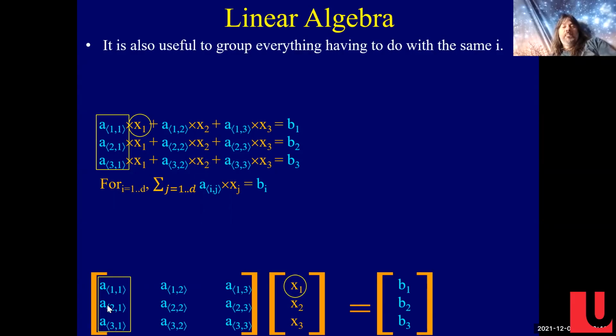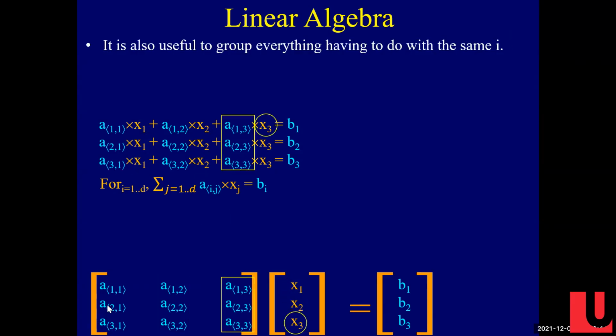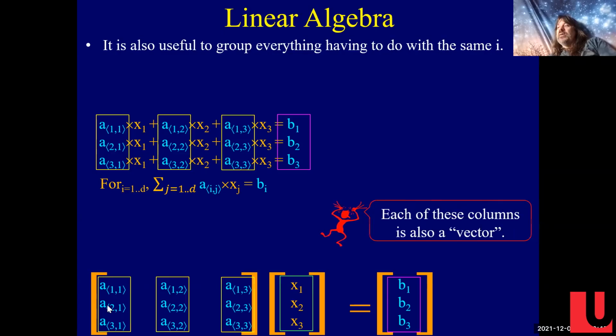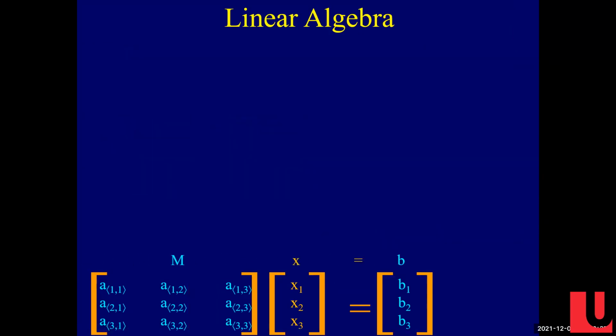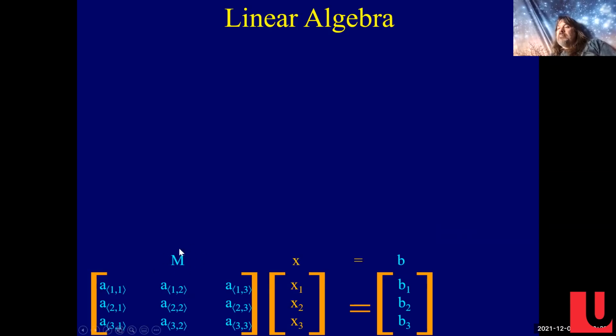You good with that? Yes. Yeah, really, this is good. Feel free to say no at any time. Each of these columns is also a vector. What's a vector? The way you took linear algebra, a vector is just a tuple of numbers. And here we're just saying, here's a matrix. We call this matrix M. We call this vector X. We call this vector B. And we say M times X equals B.